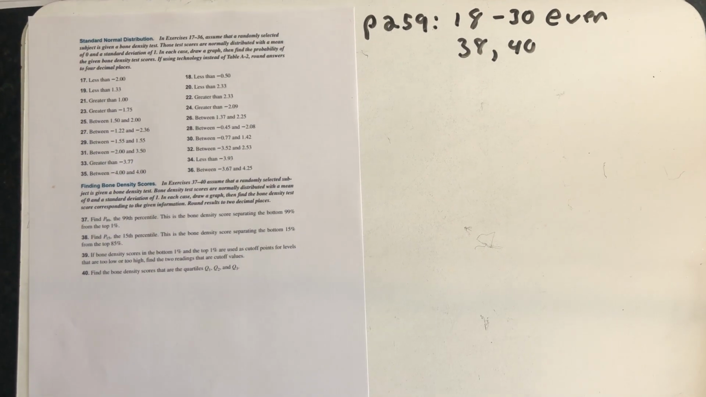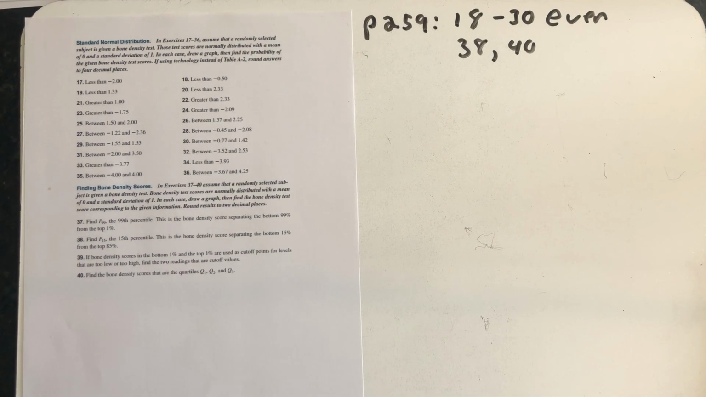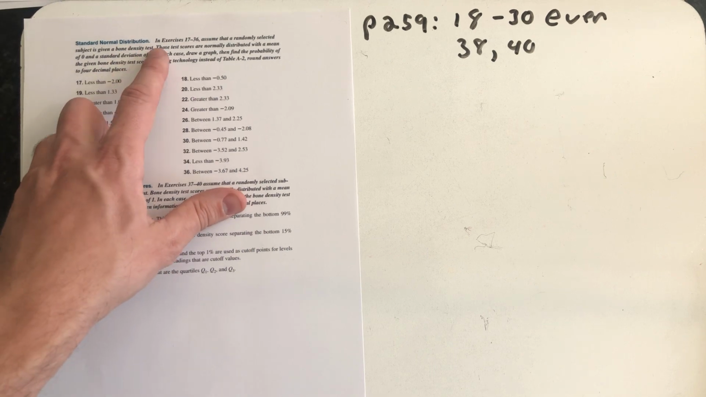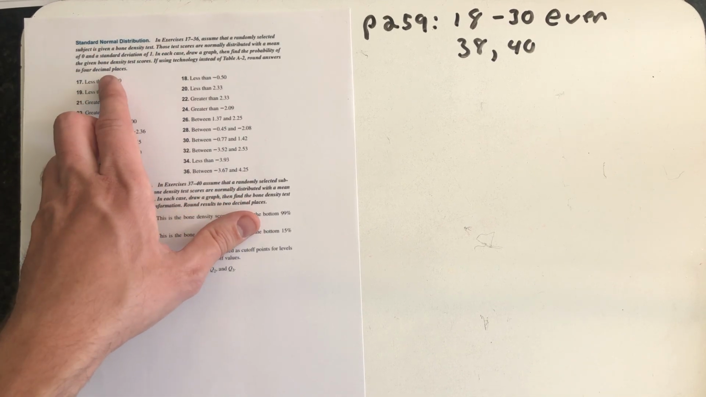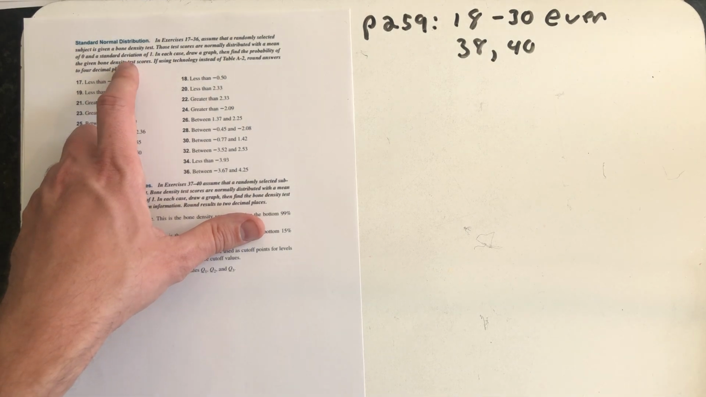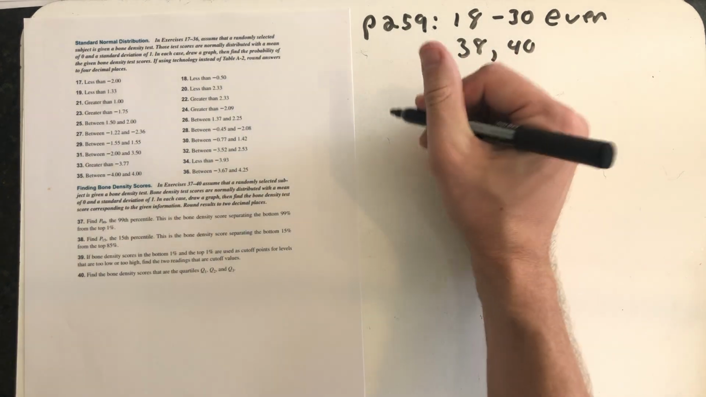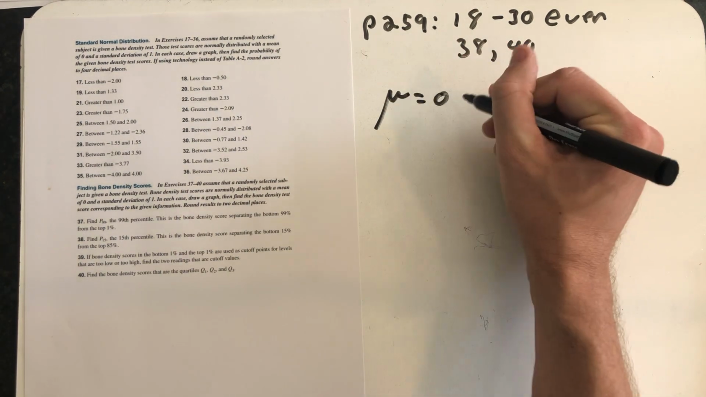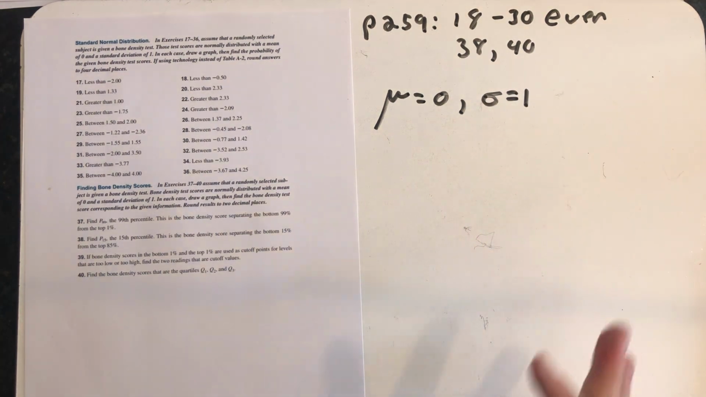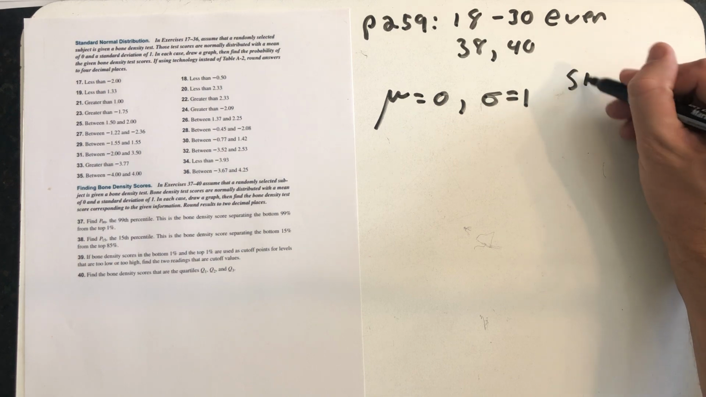In this video, we're going to do some problems off of page 259 in our textbook. These are examples from the material in section 6.1. In exercises 17 through 36, assume that a randomly selected subject is given a bone density test. Those test scores are normally distributed with a mean of 0 and a standard deviation of 1. The fact that they're normally distributed and have this mean and this standard deviation means we're talking about a standard normal distribution.